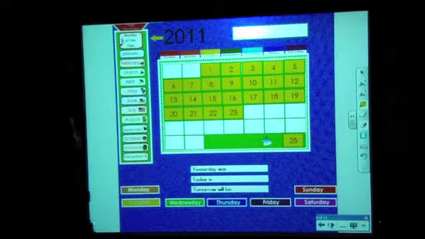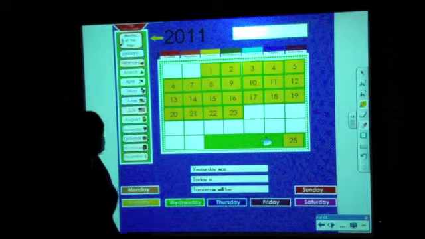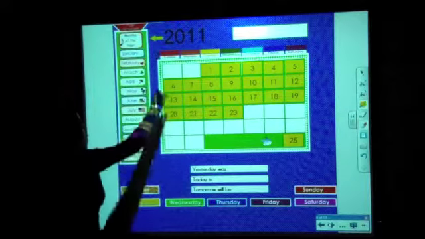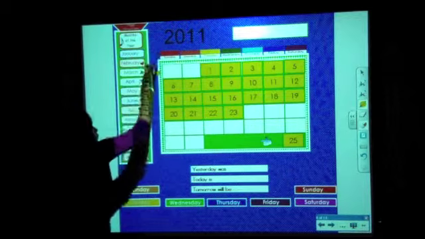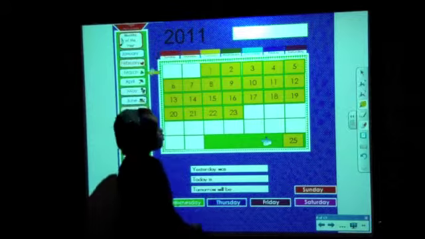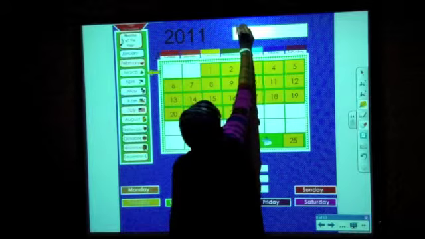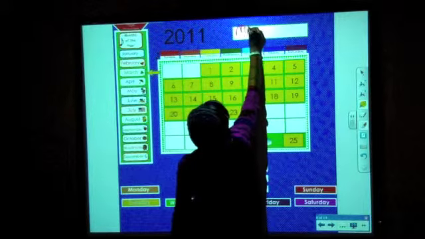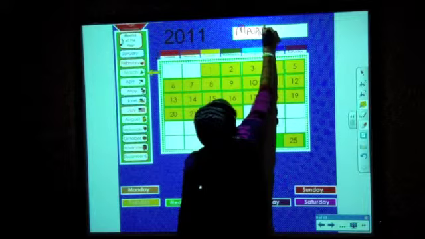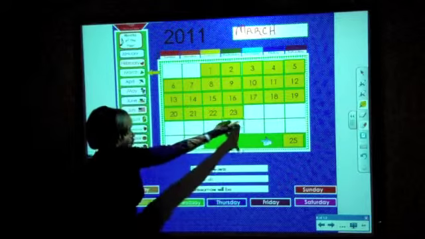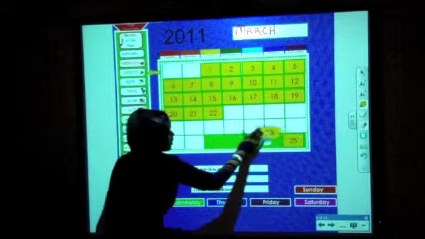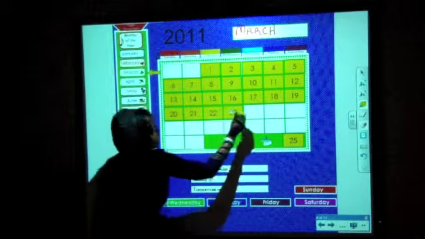This slide could be used for the kids to learn the months of the year. So as you know, this is March. They could either move their finger and slide it down, or they can write it in at the top.